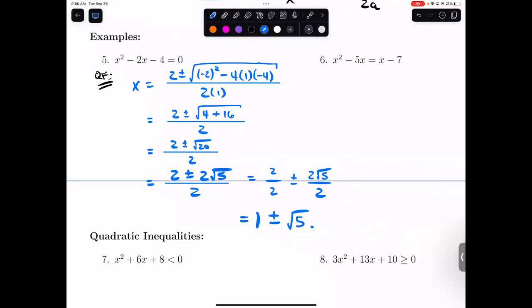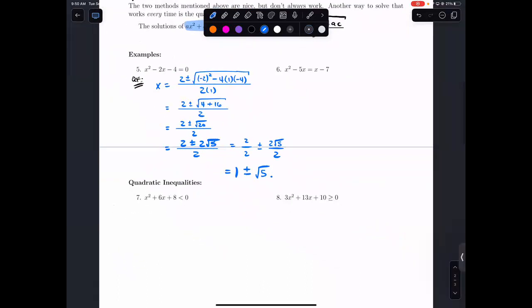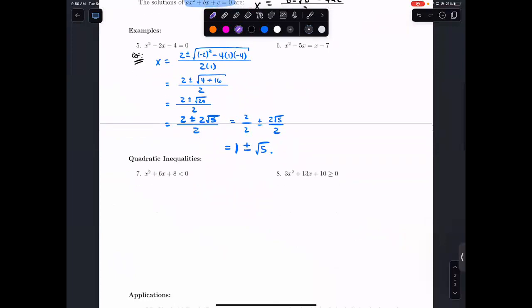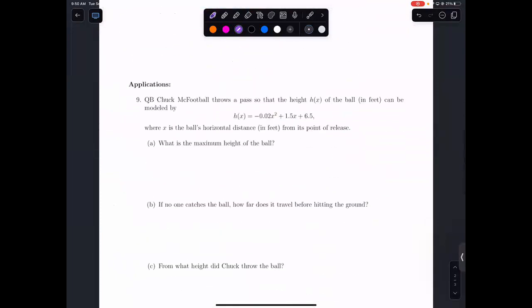All right, there's another one there, 6, that you can try. I also want you to give this stuff on the back a shot. The inequality problems in 7 and 8, do those the same way you would do an absolute value. Solve the equation first, then think about testing and stuff. Number 9 is similar to the football thing from yesterday. Just make sure to think about what it's actually asking.